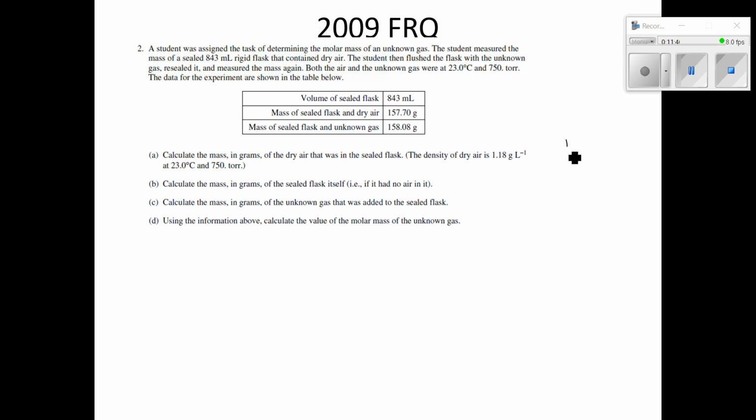So imagine maybe like an Erlenmeyer flask containing air. They flushed it out with an unknown gas, sealed it, and measured the mass. And we know some things about it. We know the temperature is 23 degrees Celsius. We can convert that into Kelvin because that's sometimes useful. So that's 296 Kelvin. Remember that conversion is on your equation sheet. And we know that the pressure is 750 torr.